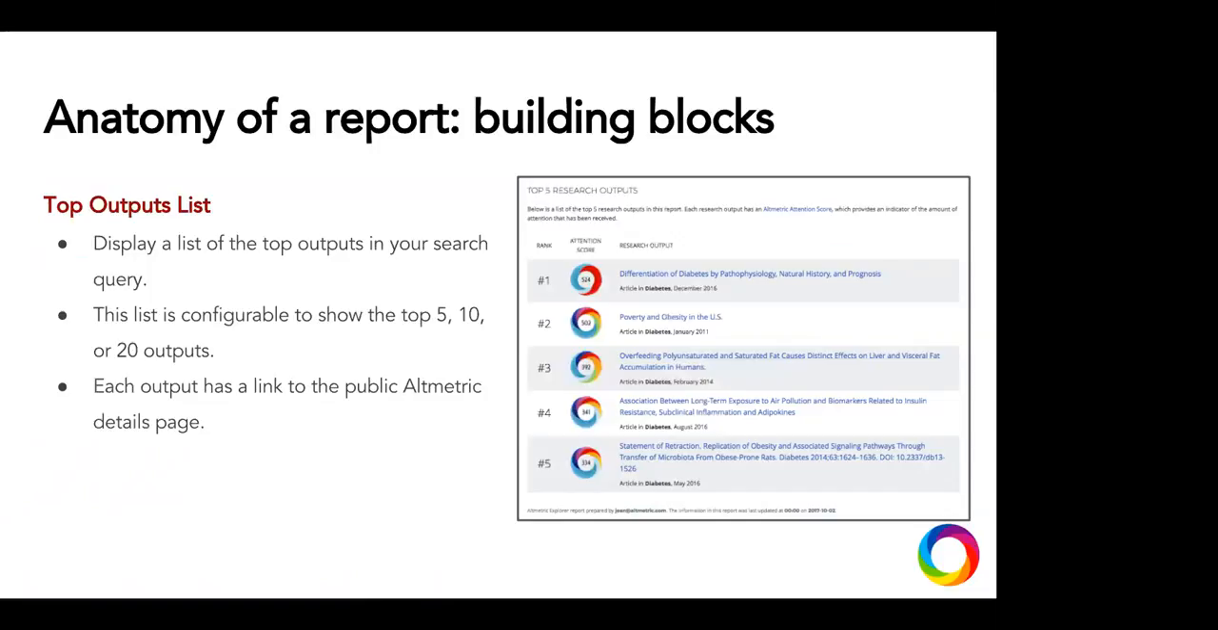So as I mentioned, the donut will change color depending on the sources of attention, and the attention score in the middle is higher if there has been more attention. The list is configurable to show the top 5, 10 or 20 outputs. So perhaps you could make one for yourself or your department or even a specific project that you've worked on. And each output has a link to the public Altmetric details page. So that record that I showed where you could click through all of the tabs to see the original mentions, you can access that, the public version of that, from these reports as well.